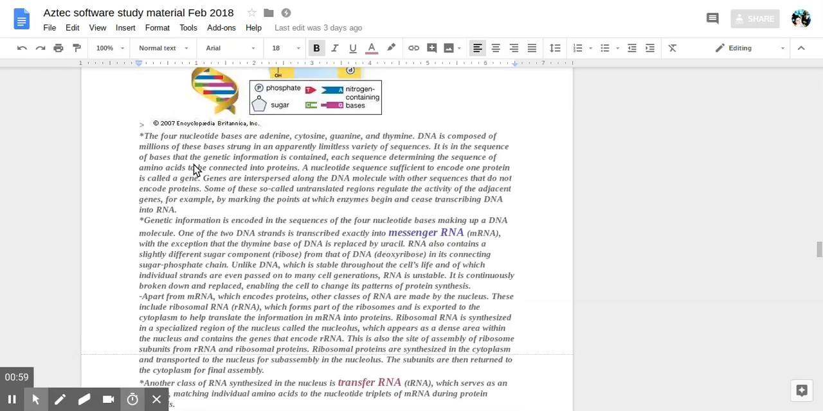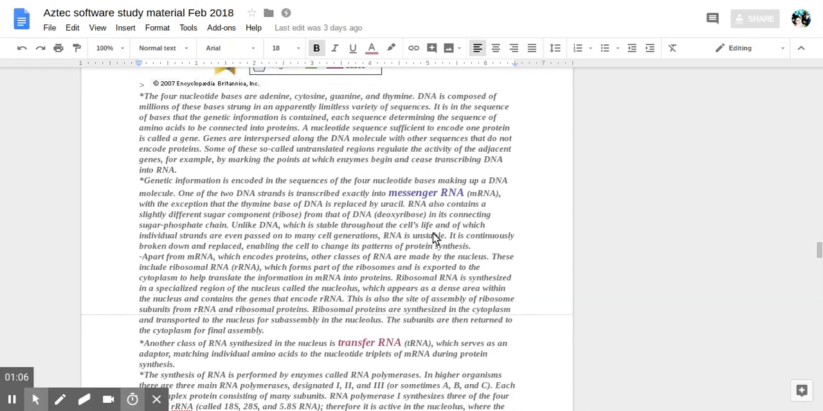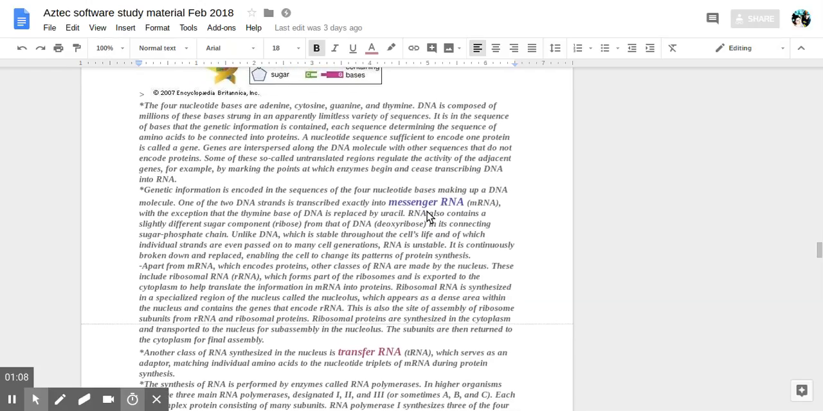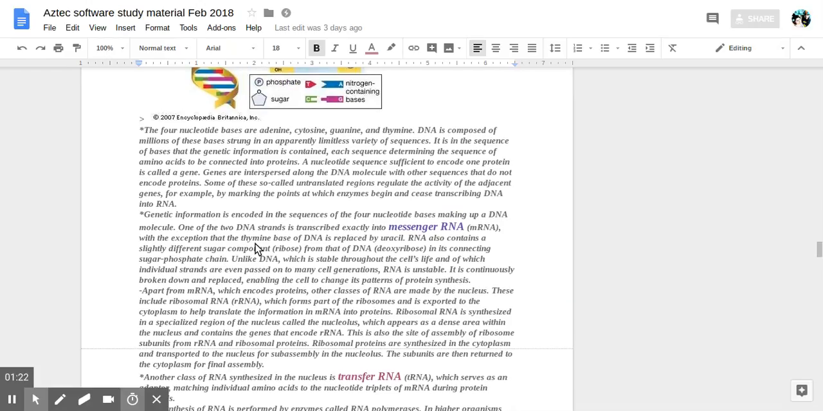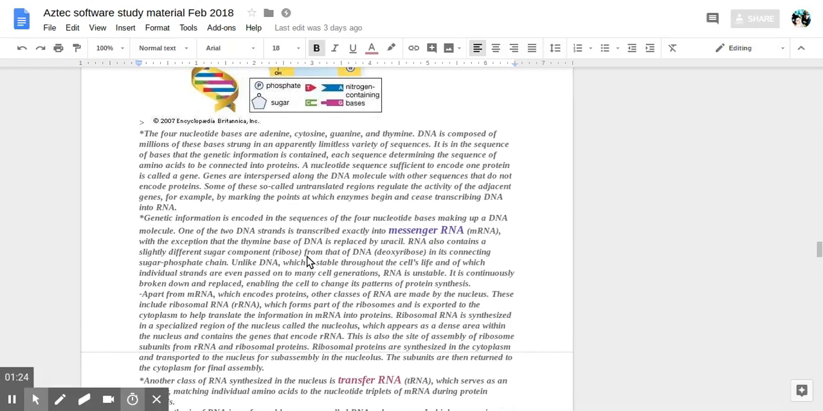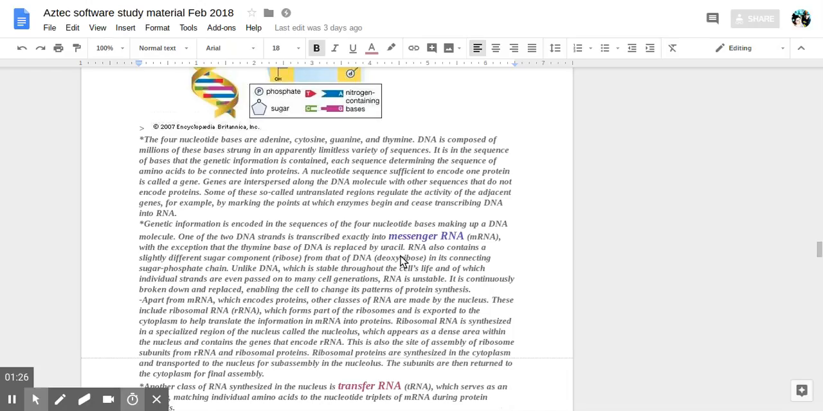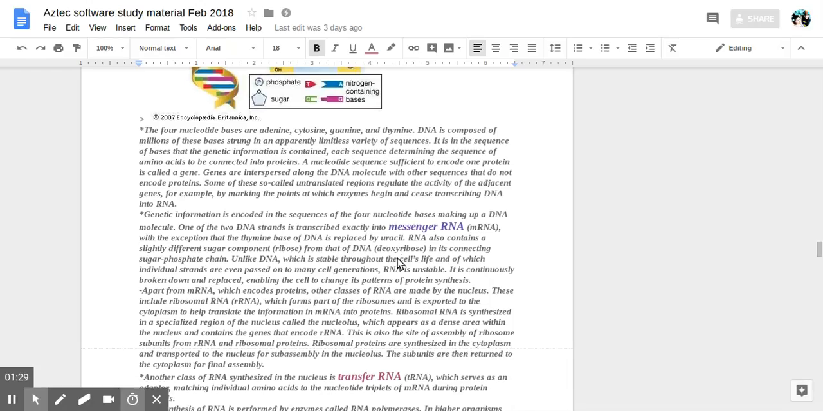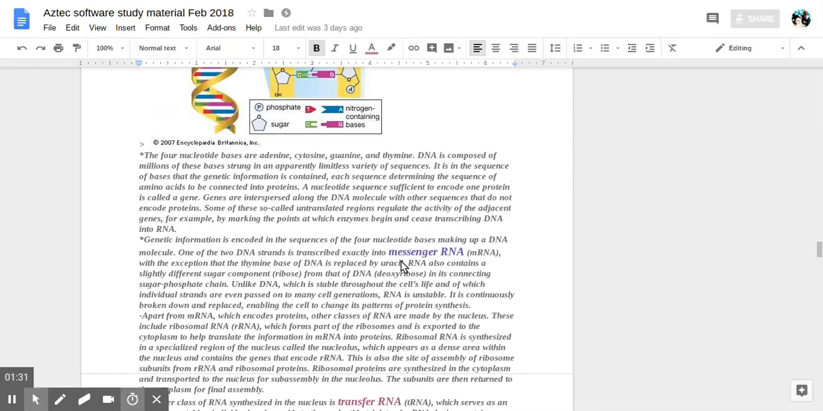So also we learned that off the strands of DNA, you have mRNA, which is transcribed, and the only difference between mRNA and DNA is that one of the bases, thymine, is replaced by uracil, and also that the sugar component is ribose in RNA instead of deoxyribose, which is in DNA. That's in the sugar phosphate chain.